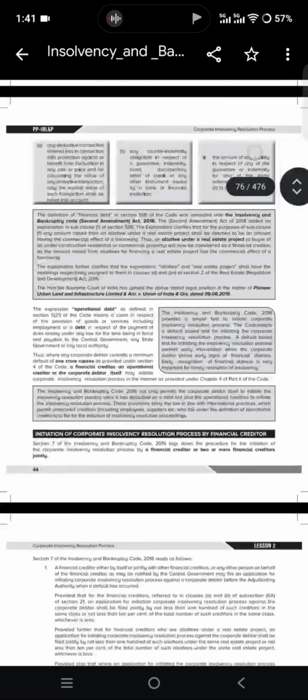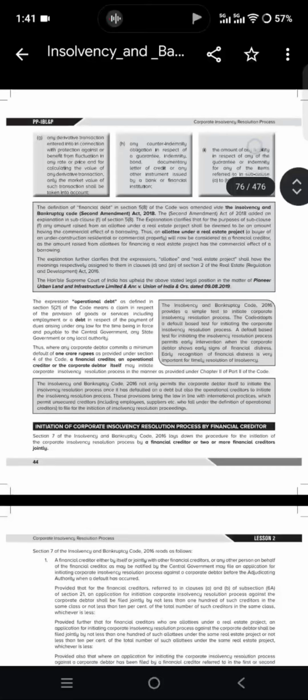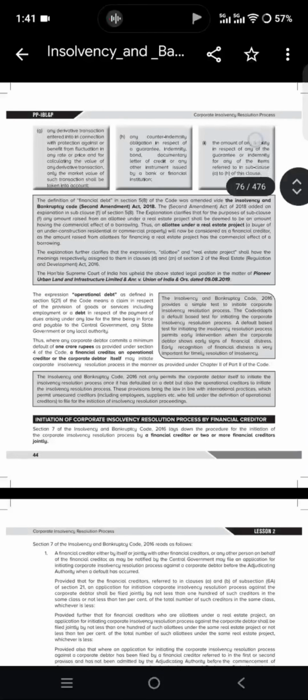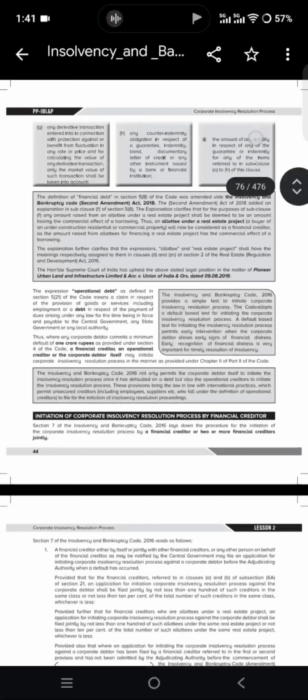Fourth, the amount of any liability in respect of any lease or hire purchase contract which is deemed as a finance or capital lease under the accounting standards or such other accounting standards. So financial lease and accounting standards is the fourth. Fifth, receivables sold or discounted other than any receivables sold on non-recourse. If it was non-recourse, it will not come. So recourse only will come under financial debt.